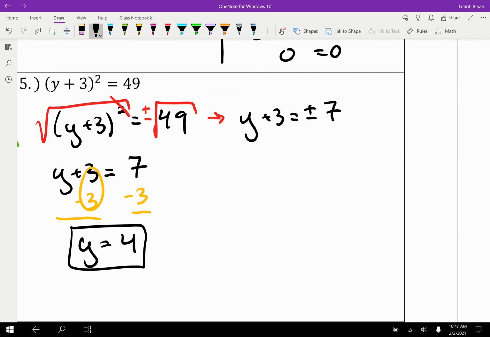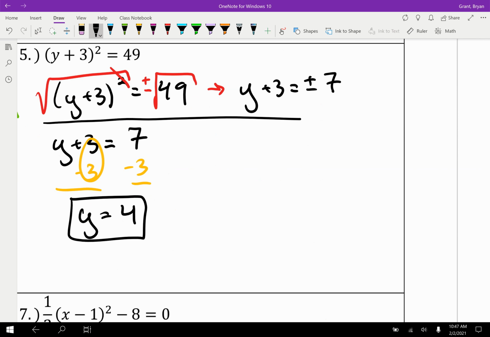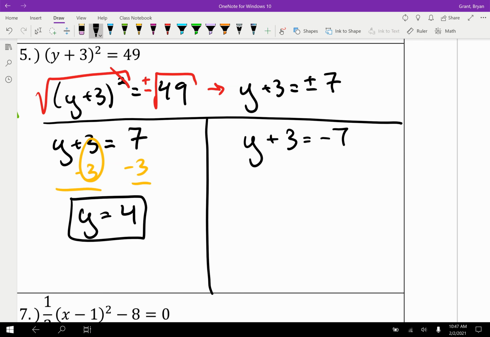If there is more to do in this problem, like there is here, we're going to make 2 columns to show the 2 different answers that we need to continue to use to solve for y. We already did one of them. We did y plus 3 equals 7. We also need the y plus 3 equals negative 7. There are 2 answers to a square root.